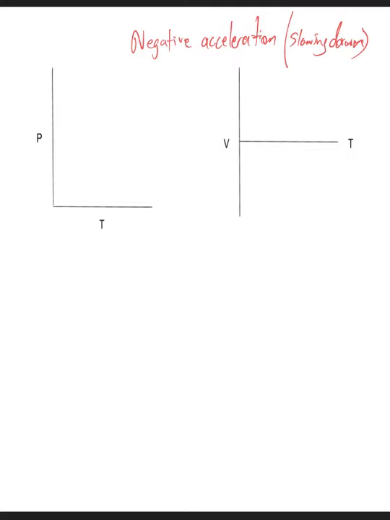So on a position time graph, to show that, we need to show the slope getting less steep or shallower. So this would be decreasing speed or negative acceleration because the slope is less steep. Here, it is less steep or shallower than it was to start.